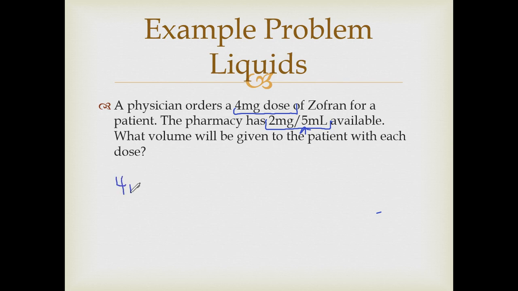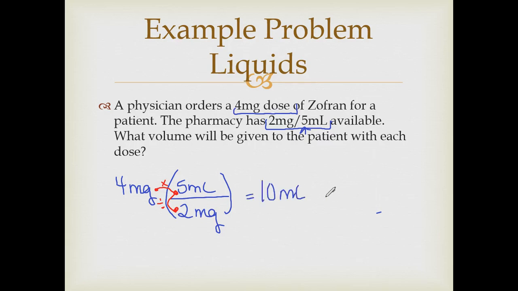So I'm going to go ahead and take my dose of 4 milligrams, and for every 5 ml is 2 milligrams. Now when I put this into my calculator, whatever's on the top we multiply. So I have 4 times 5, and then I'm going to divide that by 2, which gives me a final answer of 10 milliliters per dose.